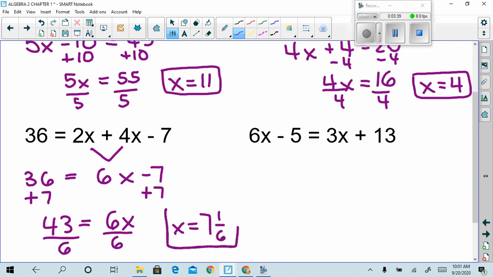Once in a while, they will not come out to whole numbers, and that's perfectly fine. We think about in the beginning, there's always a whole number. That doesn't have to be the case.